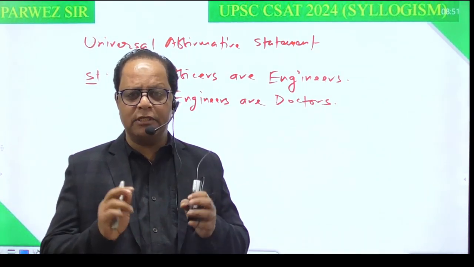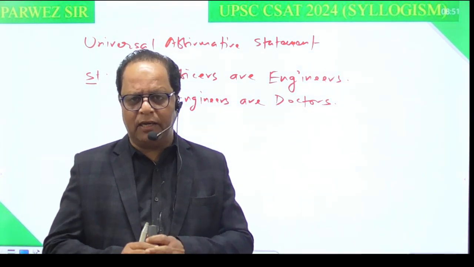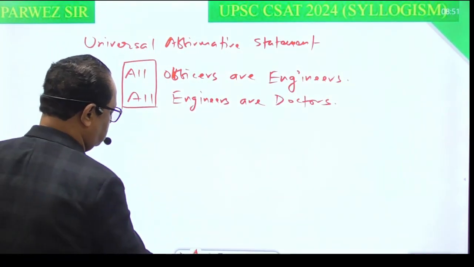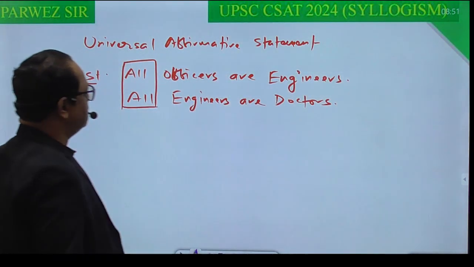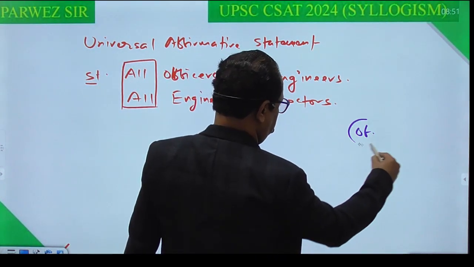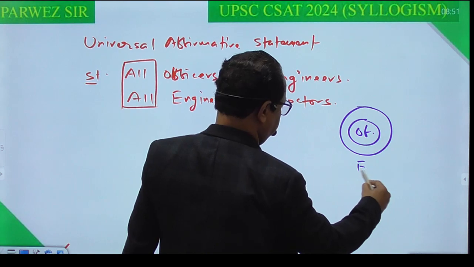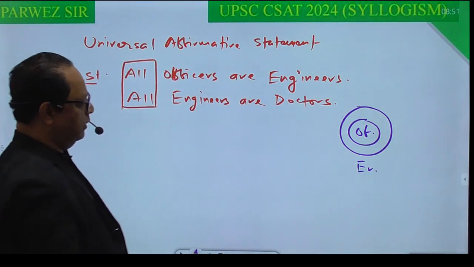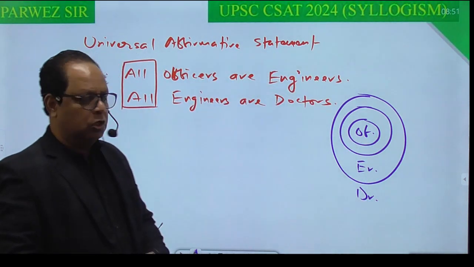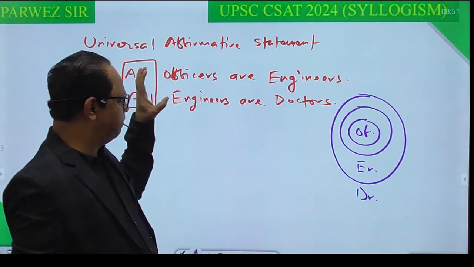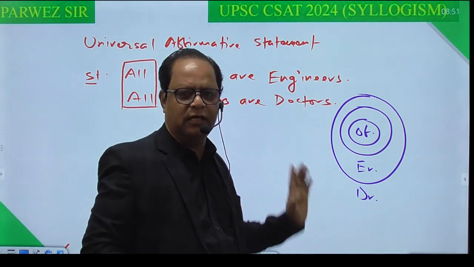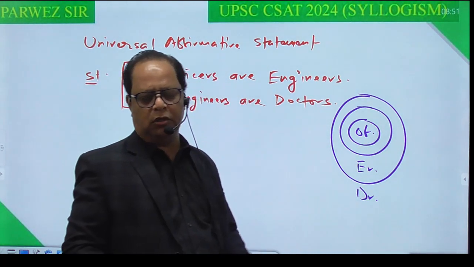And today I'm telling you how you will draw a Venn diagram so that you can find your answer comfortably in your examination. So yes, the first statement is all officers are engineers, and all engineers are doctors. So this is the right Venn diagram of these statements. Here we see all officers are engineers and all engineers are doctors.